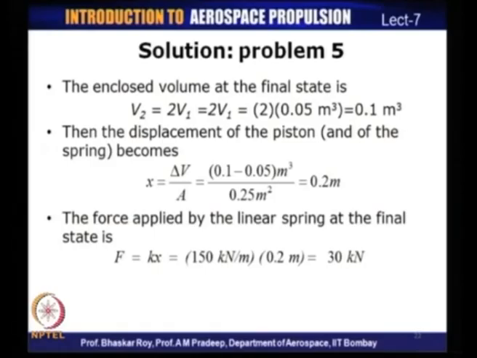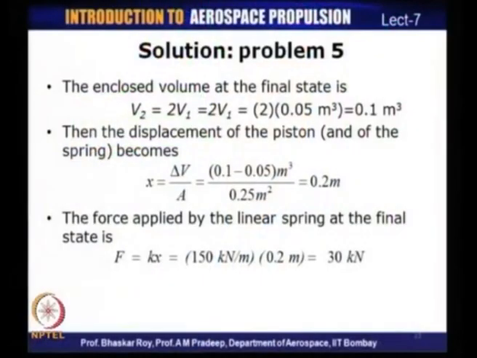Now, how do we find the force applied by this linear spring at the final state? Well, force is the spring constant times the displacement. So, we know the displacement, which we have just calculated as equal to delta V by A, and we also know the spring constant. Spring constant K is given as 150 kilonewtons per meter. So, K times x will be the force applied on the spring at the final state. K times x will be 150 kilonewtons per meter into 0.25. So, that is 30 kilonewtons. This is the force exerted by the spring at the final state.